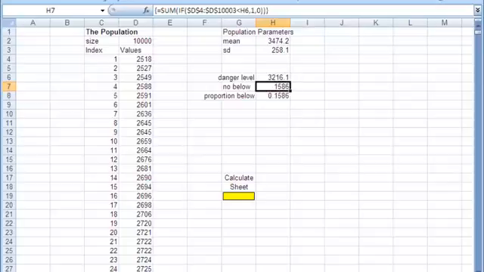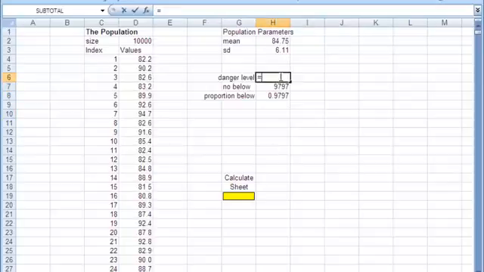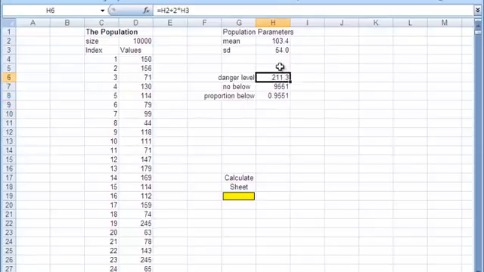We can try it in population 2. The mean minus 1 standard deviation. And again, 15%. 15.9, okay. And in population 3, yeah, 10%. So you get a different number for population 3.